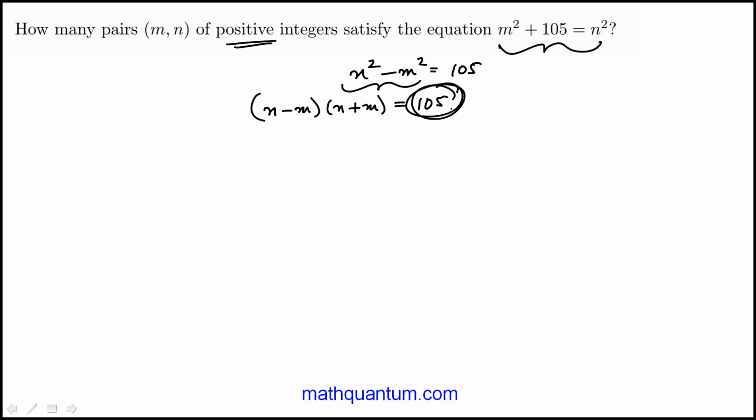So essentially it's about how many different ways I can factor 105, and I can list all the factors: 1, 105, then you go to the next one, which would be 3, 35, and then 5, 21, and then 7 and 15.